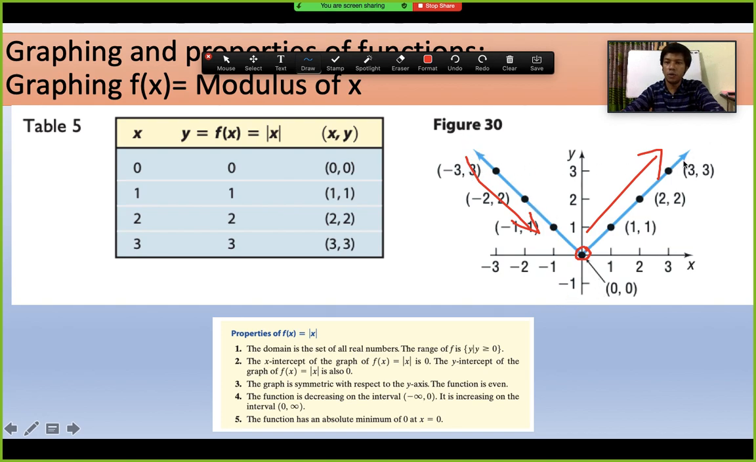And the highest thing we do not know, because since it is going to the infinities, highest thing we do not know here. Okay, so these are the properties of this absolute value function. In fact, this way we can continue discussing the other function.